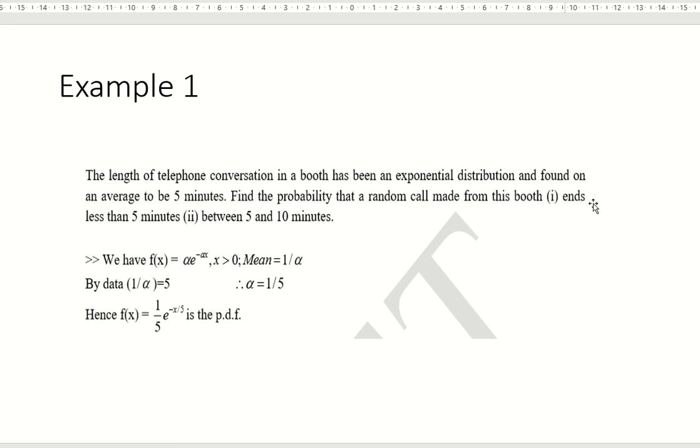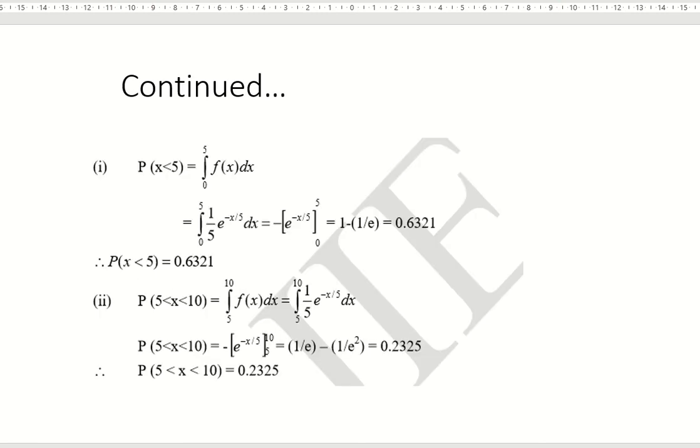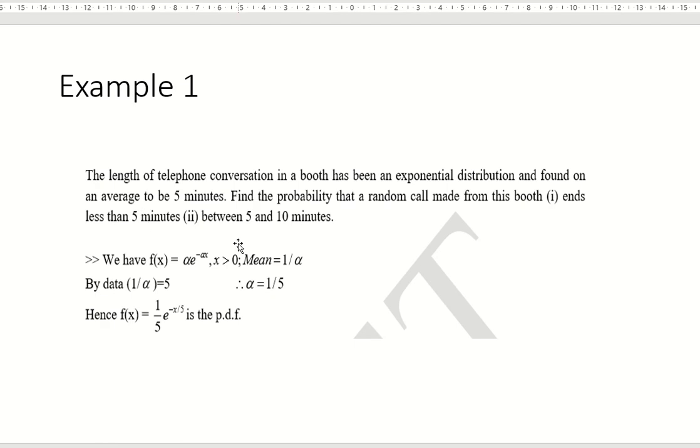Now let us discuss one by one. First one, the call lasts or ends in less than 5 minutes. So what is the lower limit and what is the upper limit? Lower limit is 0 here because x is greater than 0, so maximum limit is 5. But for the second case, between 5 and 10, the lower limit is 5 and the upper limit is 10. Here they have not given a lower limit, so you have to assume it is 0 only. Okay. Now what will we get?